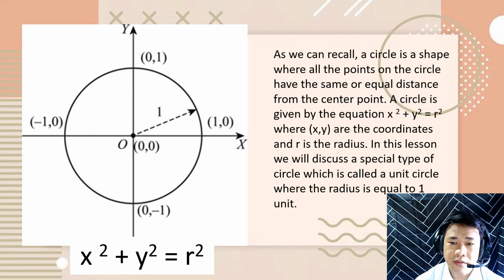As we can recall, a circle is a shape where all the points in the circle have the same or equal distance from the center point. A circle is given by the equation x squared plus y squared equals r squared, where x, y are the coordinates and r is the radius. In this lesson, we will discuss a special type of circle, which is called a unit circle, where the radius is equal to 1 unit.